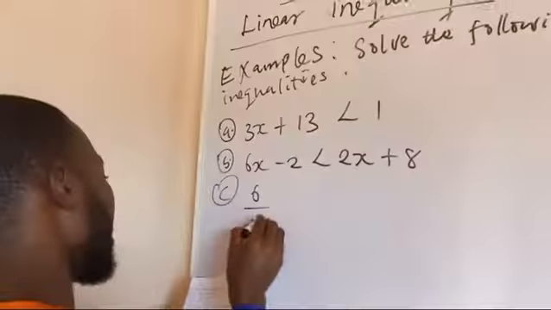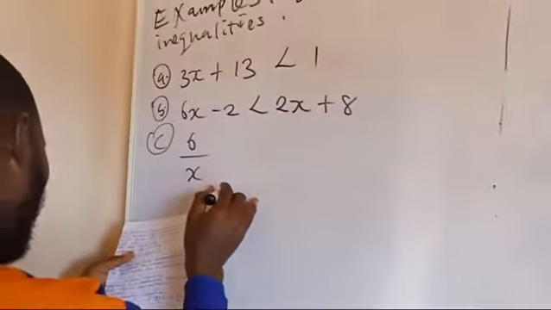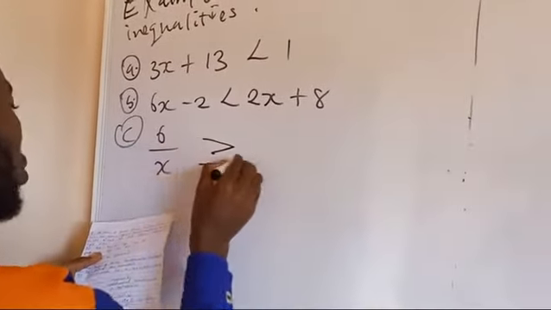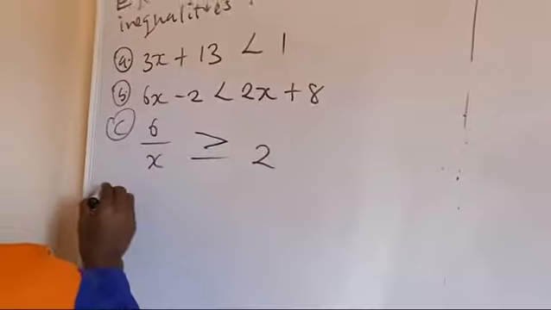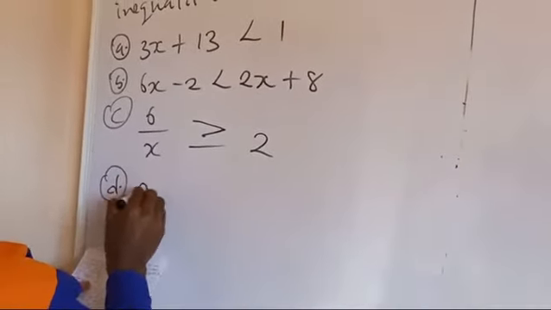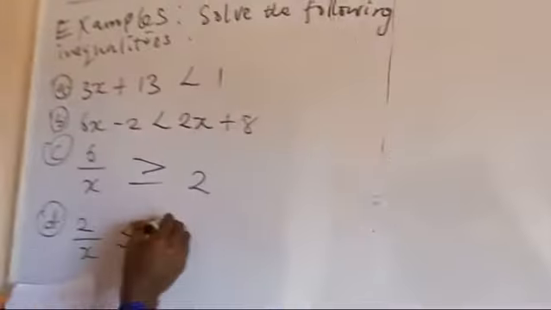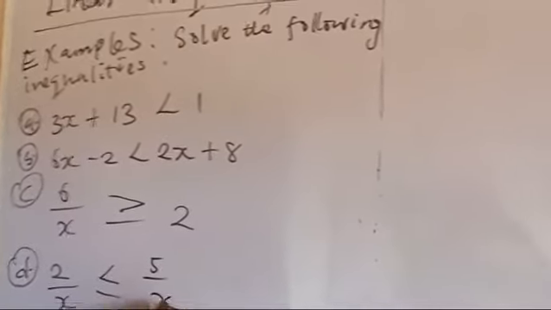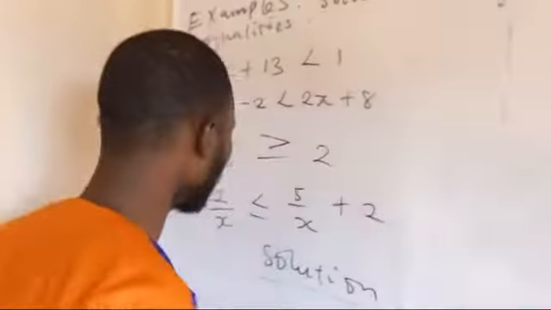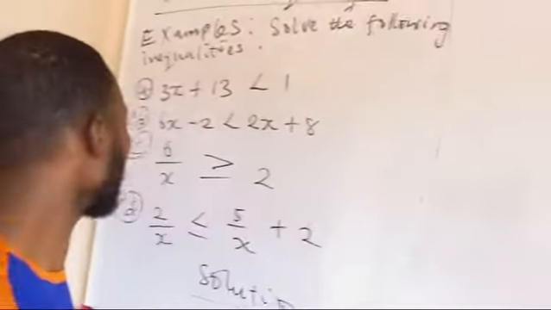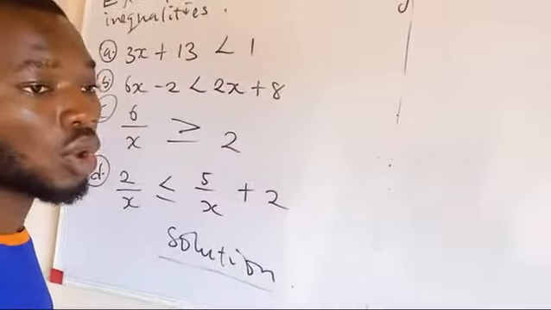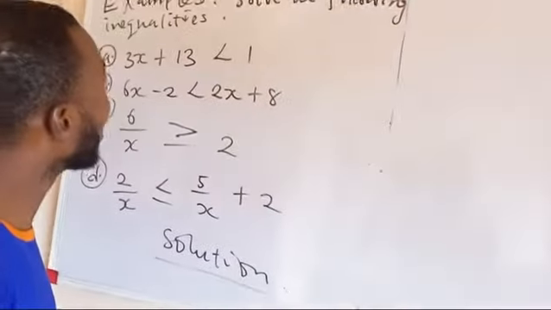We have C, 6 divided by x is greater than or equal to 2. We have D, 2 divided by x is less than or equal to 5 over x plus 2. So what I'm going to do is I'll solve 3 questions. After this, we will go to word problems leading to linear inequality.